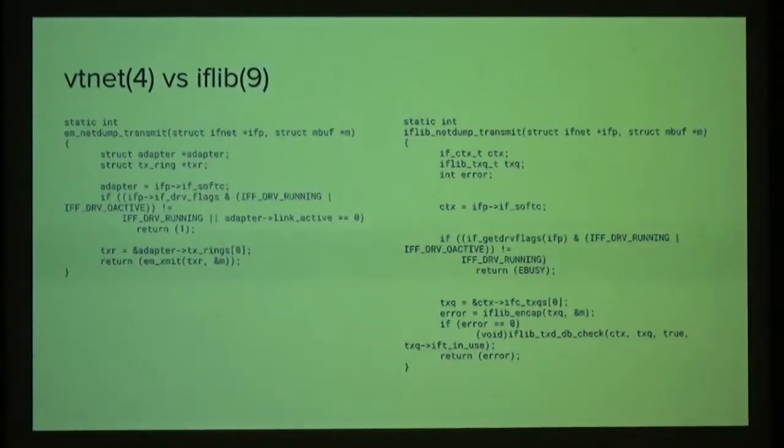So here's a comparison of what these two look like. This is vtnet on the left, netdump support because it doesn't use IFLIB, and then on the right is the IFLIB netdump. You can see it's fairly analogous across each of these paragraphs. This is exactly the same, and so is this. So it wasn't too hard, and that was nice because that's the whole point of IFLIB, right? It's to be easy to use.